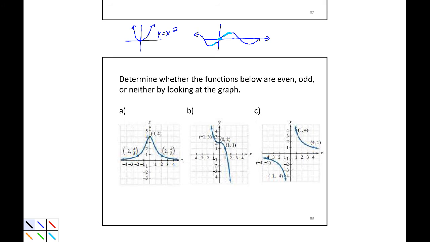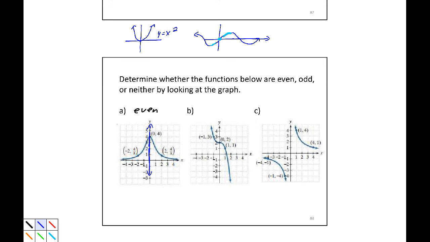So A appears to be even because we are symmetric about the y-axis. You have a mirror image thing going on here. All right, C definitely is not symmetric about that axis, but it does look like it might be symmetric about the origin.